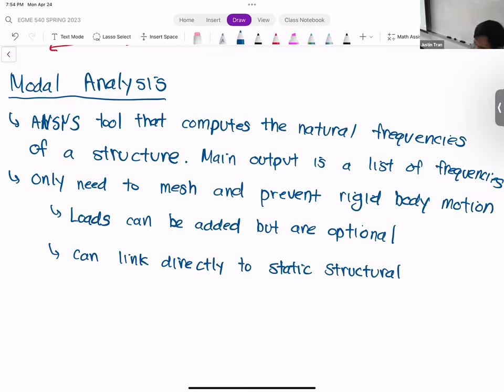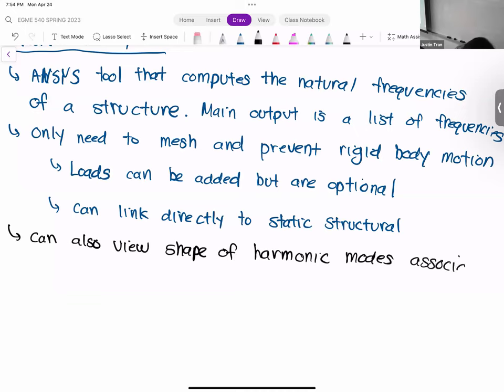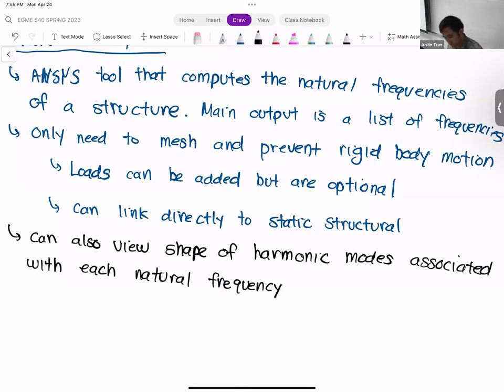Another nice thing that you can do in modal analysis is that once you compute the resonant frequencies, you can view the shape of the harmonic modes. Remember, what the harmonic modes tell you is that if you were to vibrate the structure at those frequencies, then you can see exactly what the deformation is going to look like.